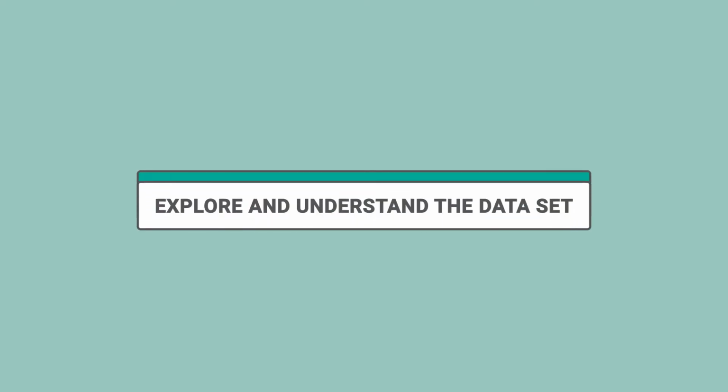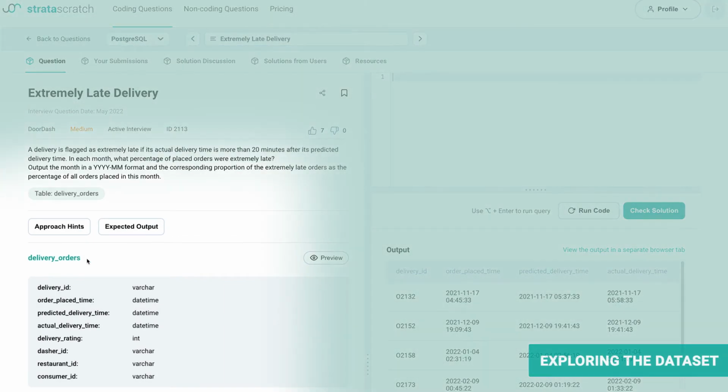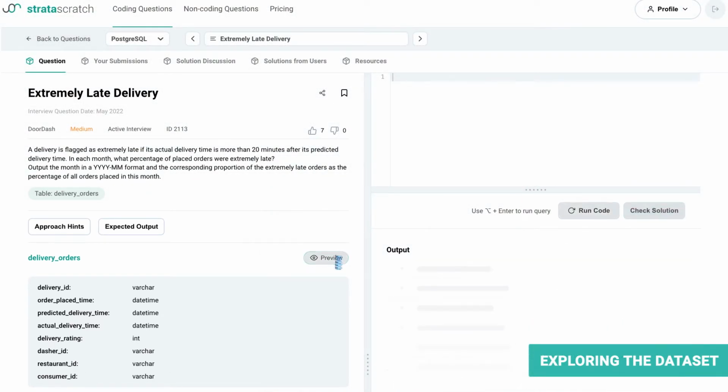Let's explore and understand the dataset. We're provided with a delivery orders table showing the delivery ID, the time when the order was placed, when it was predicted to be delivered, when it was actually delivered, the rating provided to that delivery, and the IDs of the dasher, the restaurant, and the consumer. And here is a preview of the table on the right.